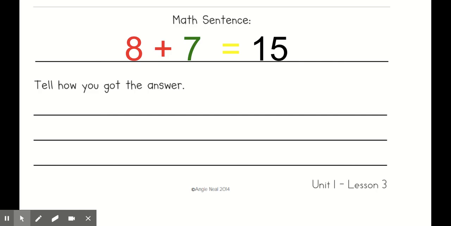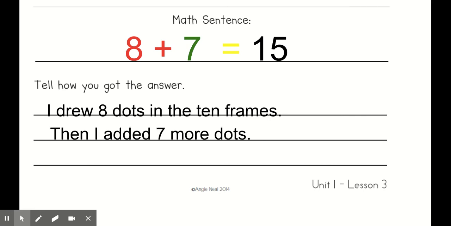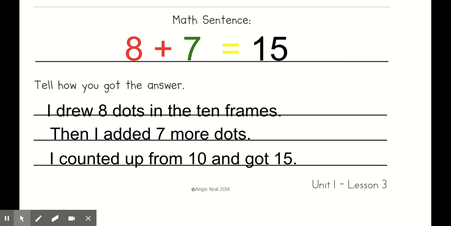And your math sentence is 8 plus 7 equals 15. You say I drew 8 dots in the 10 frames, then I added 7 more dots. I counted up from 10 and got 15. You can only put this if you use 10 frames. So you have to follow all the instructions. You can't write this as how you got your answer unless you use the 10 frames.